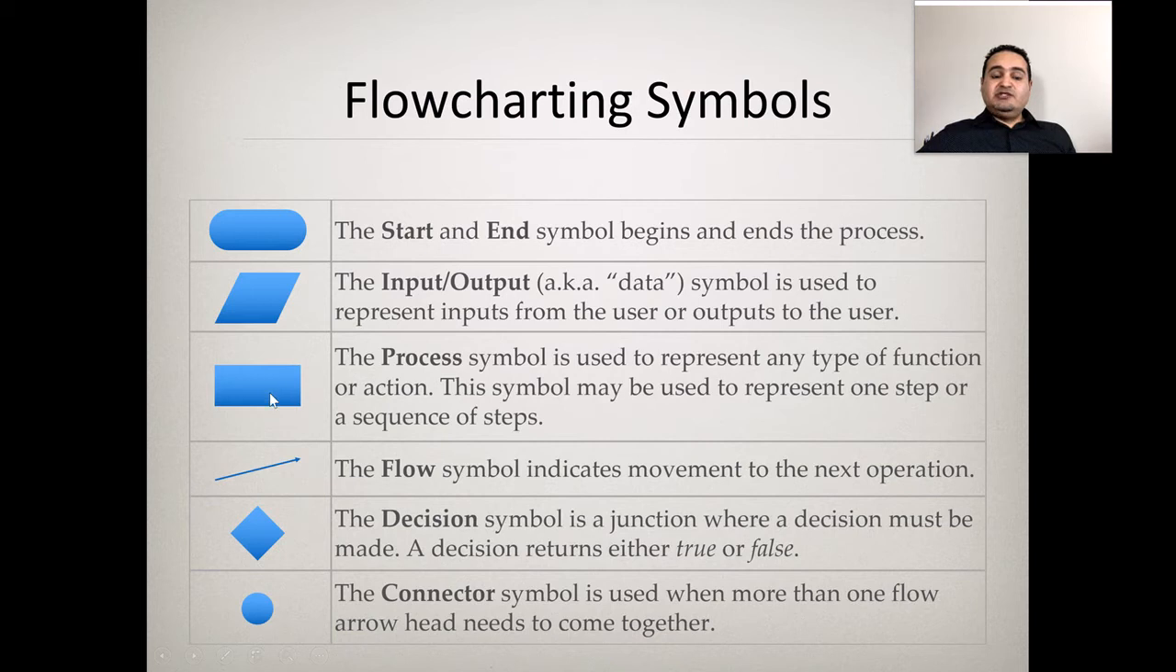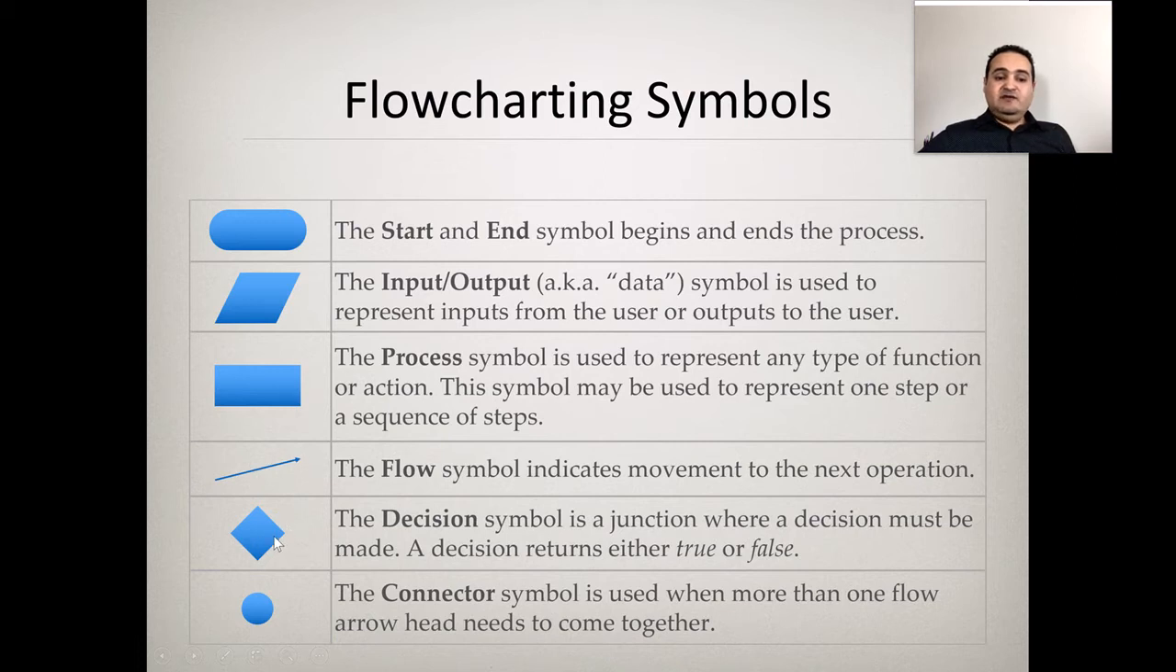And then the third shape is the rectangle, which we use when we are processing something. So when we are doing a calculation, or when we are doing some actions or tasks that we want the computer to do for us, then we use this rectangular shape. So the arrow here just represents the flow from the previous step.